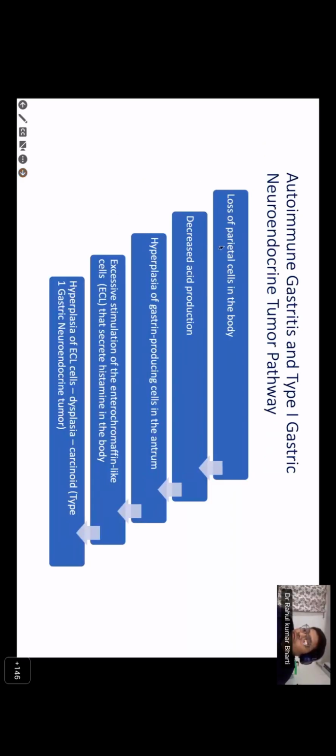So what happens in autoimmune gastritis is, because of the loss of parietal cells and acid production, there's hyperplasia of the endocrine cells that stimulate the parietal cells. So gastrin producing cells in the antrum undergo hyperplasia. Those gastrin producing cells in turn stimulate the endocrine cells in the body that secrete histamine. These ECL cells are the ones that proliferate in the gastric mucosa in autoimmune gastritis and ultimately give rise to gastric type 1 neuroendocrine tumors, with a good prognosis.